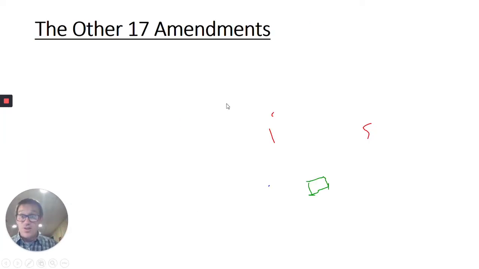Now, for the big focus of what we're doing here, we have to work through 17 amendments, and I've got about 25 minutes left on my 30-minute timer here to try and make sure that we can get through each one of these. So the 11th Amendment is going to be another that relates to states.